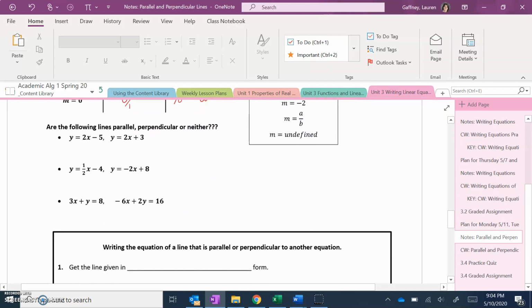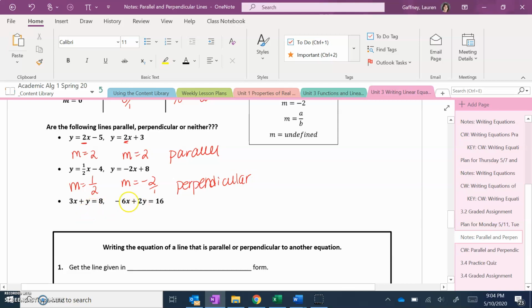Are the following lines parallel, perpendicular, or neither? So, if you look at this, your slope is 2, and here your slope is 2, so those are parallel. Okay, if you look at this one, your slope is 1/2. Here, your slope is -2. So this one's positive, this one's negative. It was 1 over 2, and technically they flipped it to 2 over 1, so that would be perpendicular.